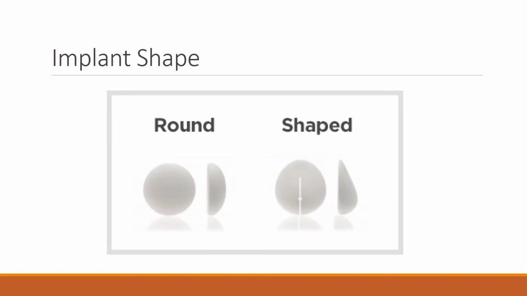Next, we'll talk about implant shape. Your implant can either be round or shaped. A round implant is completely symmetric in all degrees. A shaped implant is teardrop shaped, in which the superior pole of the implant is thin and the inferior pole of the implant is more projecting.